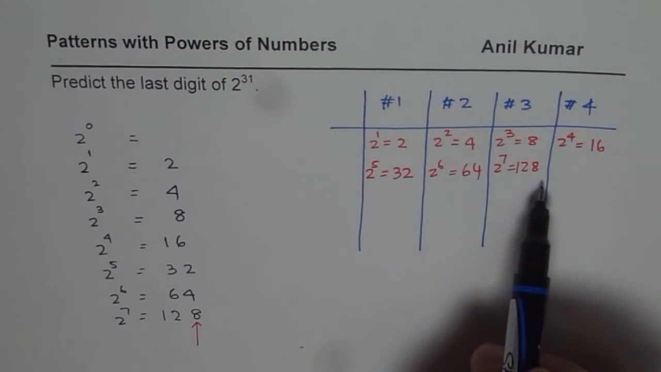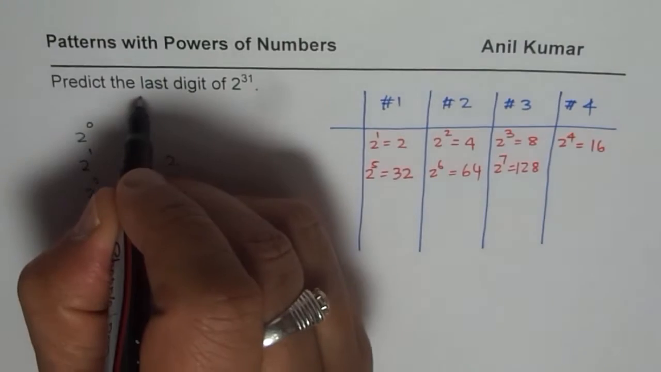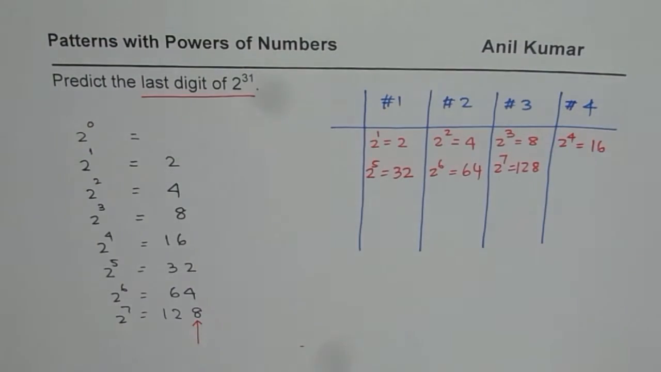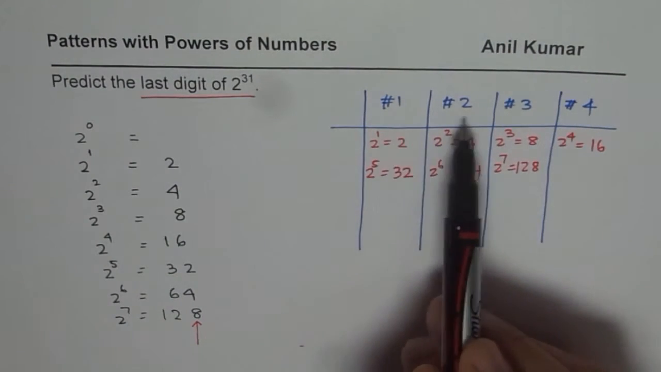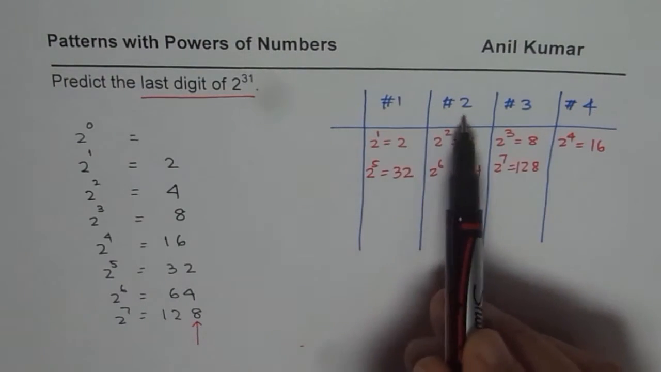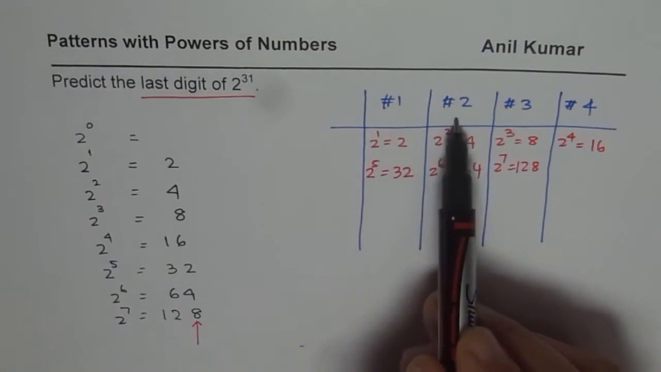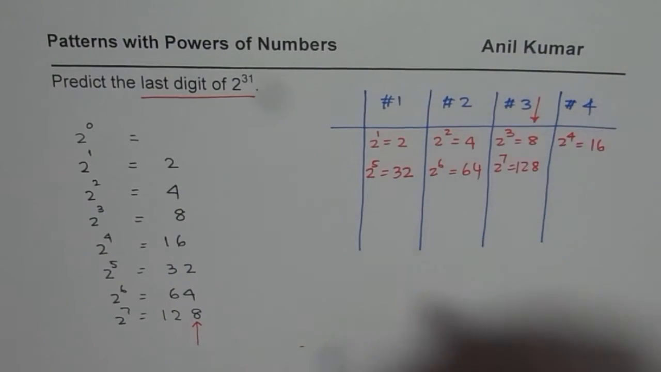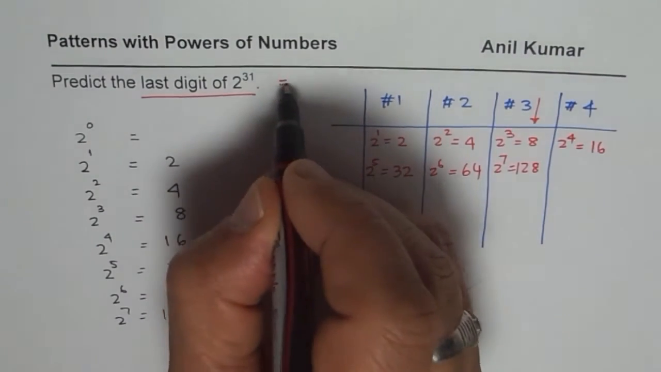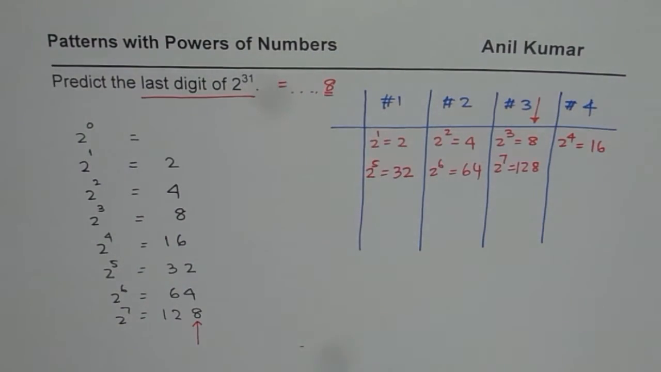Now looking at this pattern, what should be the last digit for 2 to the power of 31? That is the question for you. Can you now predict? One way is you can just count: 1, 2, 3, 4, 5, 6, 7, 8, 9, 10, and so on, up to 31. So it should be in this group, and the last digit is 8. So that is our answer, right?